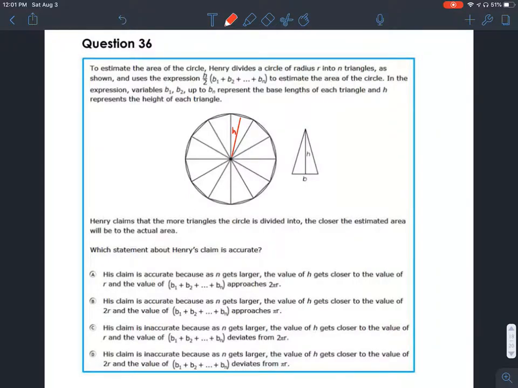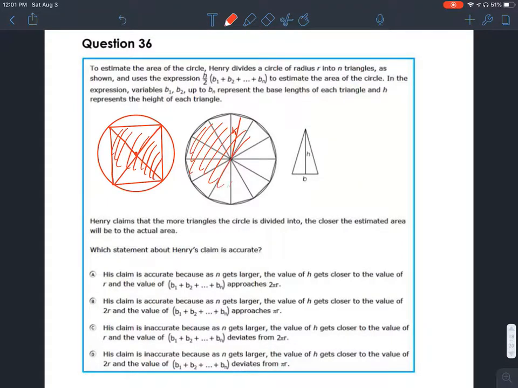Henry claims that the more triangles the circle is divided into, the closer the estimate will be to the actual area. Now that seems reasonable. Let me just give you an example. Let's say this is our circle, and let's say that he only did, say, 3 triangles. We'll say 4 triangles. What do you think? Do you think the area in these 4 triangles is more or less accurate than the area in these triangles to represent the area of this circle? So pretty obvious that the more triangles you have, the more it's going to approximate that area.